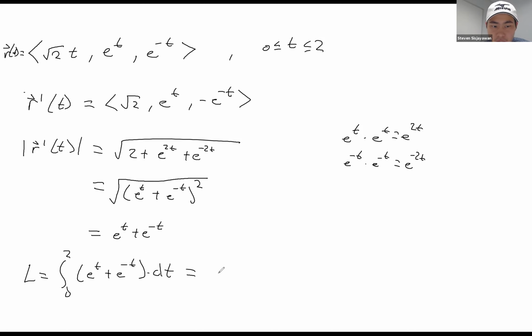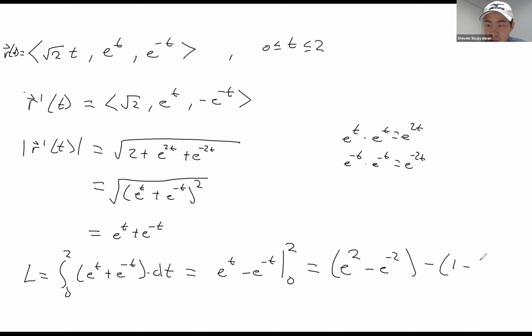And that's the same thing as e to the t minus e to the negative t from a lower bound of 0 to 2. So evaluating this, we get e to the power of 2 minus e to the negative 2, and that's going to be subtracted by 1 minus 1, right? Because e to the power of 0 is just 1. So we get e to the power of 2 minus 1 over e squared. Okay, so that's an example of finding a length of the curve.